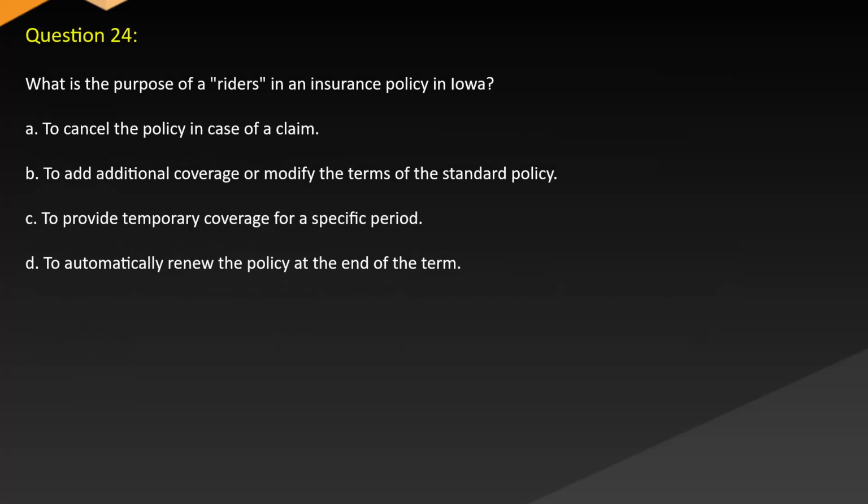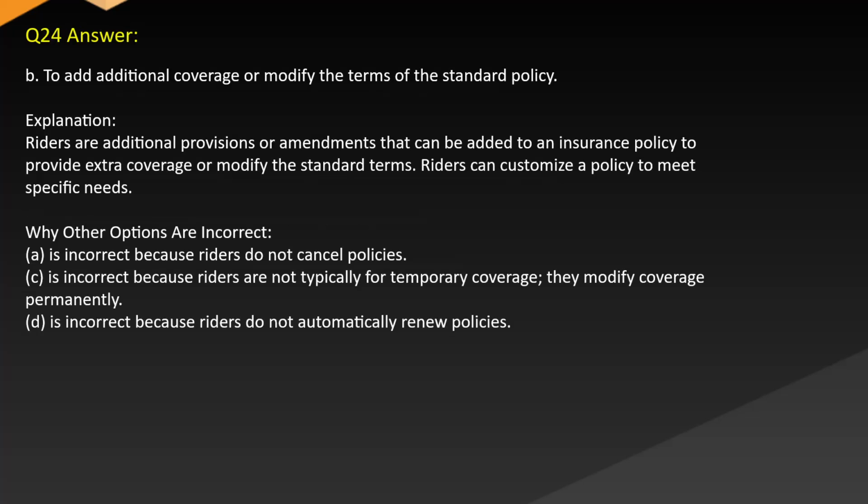Question 24. What is the purpose of riders in an insurance policy in Iowa? A. To cancel the policy in case of a claim. B. To add additional coverage or modify the terms of the standard policy. C. To provide temporary coverage for a specific period. D. To automatically renew the policy at the end of the term. Answer. B. To add additional coverage or modify the terms of the standard policy.